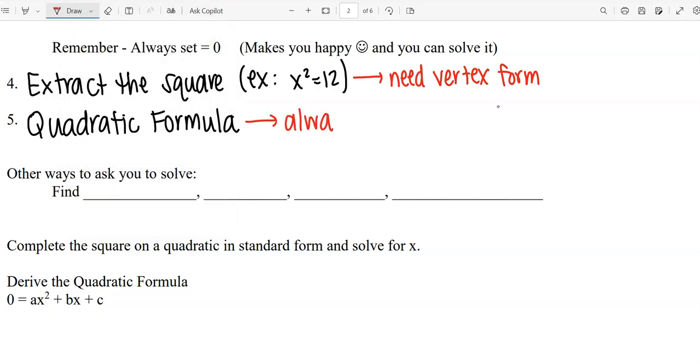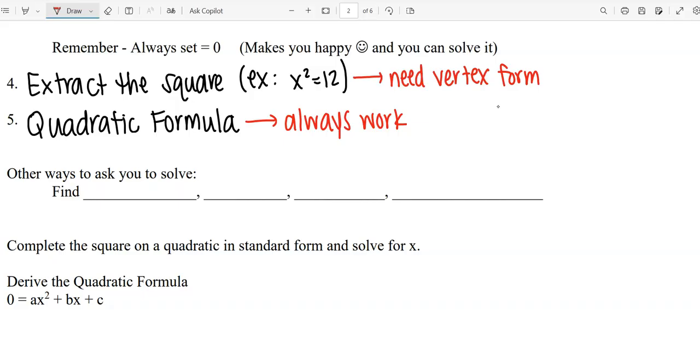So now you have two ways that always work. One way is completing the square and solving by square roots, where you've got the absolute value and the piecewise. The second way is the quadratic formula. It is very detailed, so you have to be very careful with the quadratic formula.